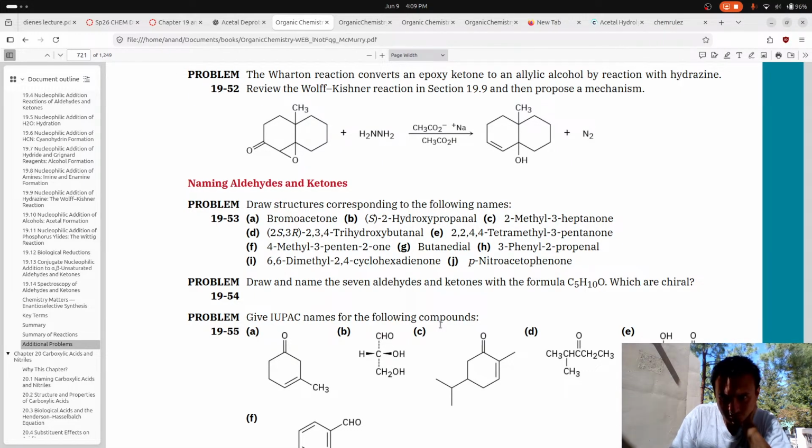2-methyl-3-heptanone: 2, 3, 4, 5, 6, 7. 2-methyl-3-heptanone. Okay, that one's pretty easy. 2S, 2... whoa, freaky stereochemistry. 2S,3R. Um, 2,3,4-trihydroxybutane.